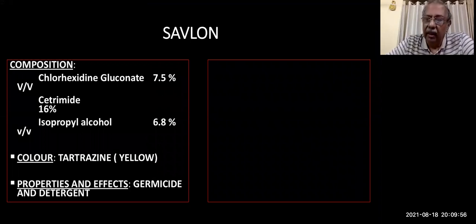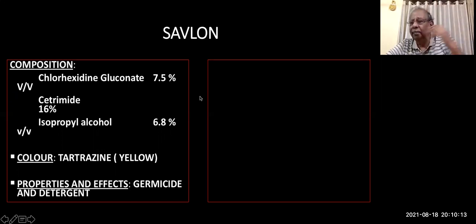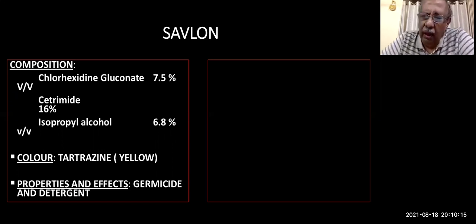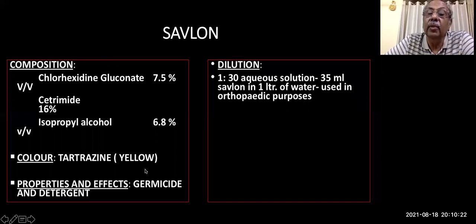Then another is Savlon, which is commonly present in the ward. They will ask you what is the composition. It is chlorhexidine plus cetrimide, and tartrazine is added, which gives the yellow color. It is a germicide. While you have seen that alcohol is a bacteriostatic, here it is bactericidal, and it has got detergent properties also.